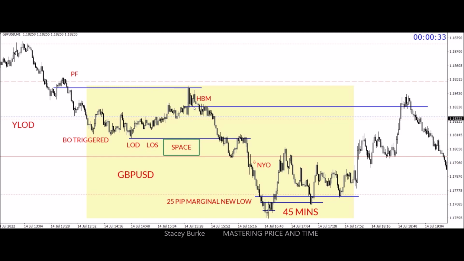People say, well, you're at the low of the day. I might be, but it's a trend trade. If you're going to enter this market, this is still a trending market. New York opens up and takes traders 25 plus pips further into the trend before engulfing 45 minutes into the session. So again, time compression.